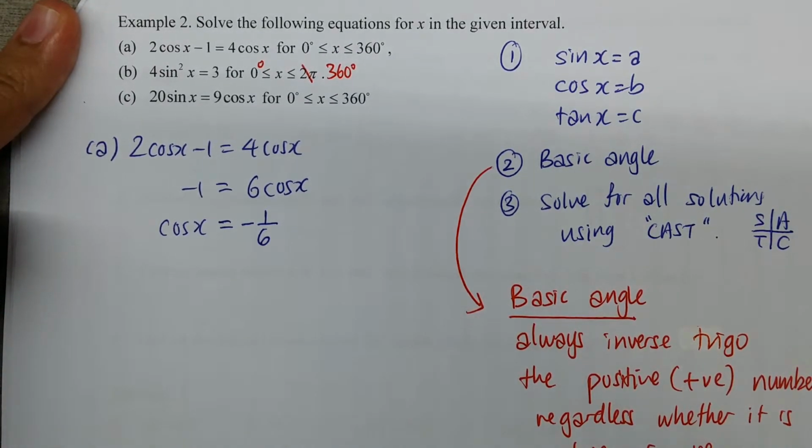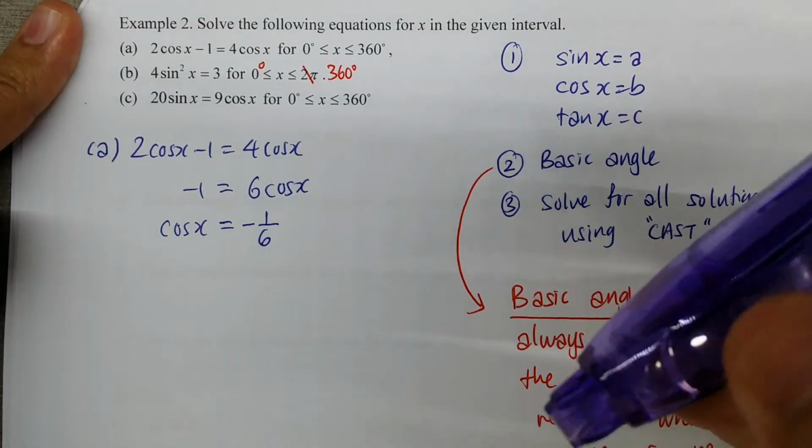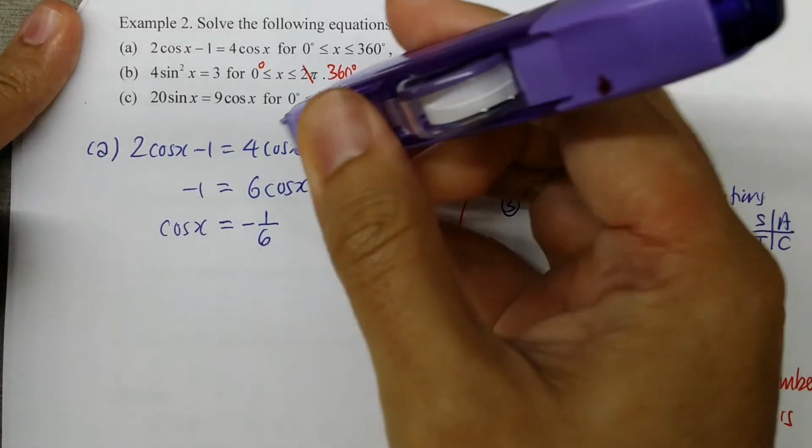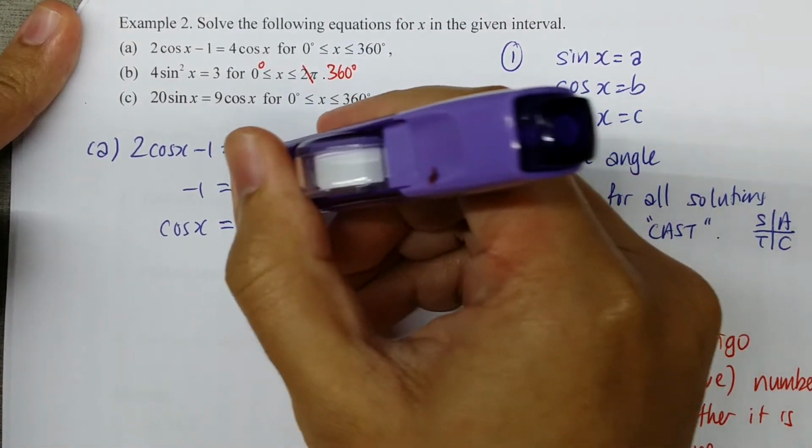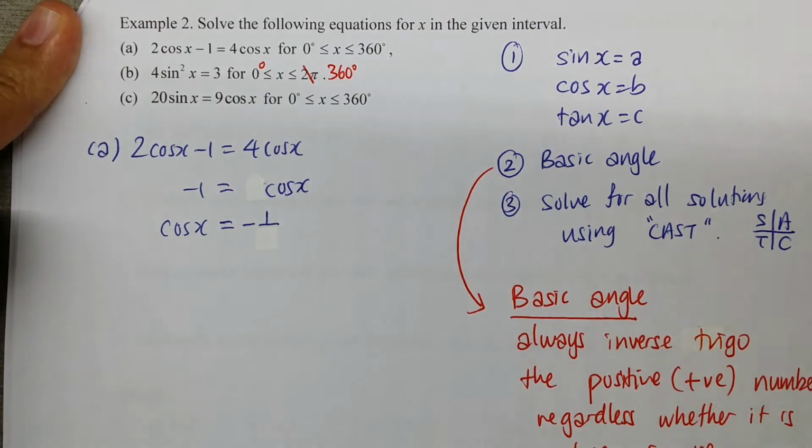Did I make a careless mistake? Oh, actually I did, so sorry. Bringing the 2 over, it should be 4 minus 2, which is 2. I made a careless mistake.